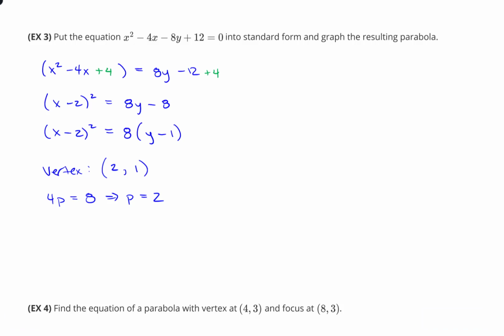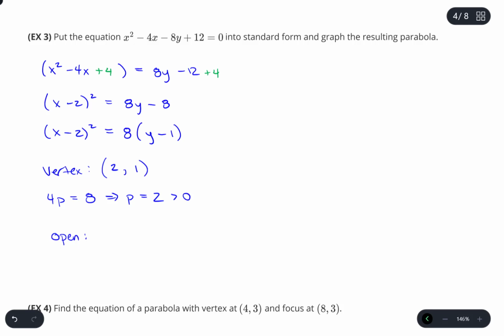And lastly, I just want to know which way this parabola is opening. Because the x variable is squared, it's either going to open up or down, but p is positive, so that's going to open toward the positive direction, which would be upward.